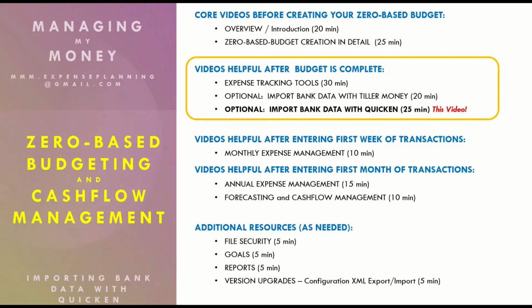Welcome to this fifth in the video series on zero-based budgeting and cash flow management using the Managing My Money or MMM Excel tool. This assumes that you have seen the two core videos which give an overview on zero-based budgeting and on this tool. And now we'll be having an optional feature presentation on how to import bank data into this tool from Quicken.